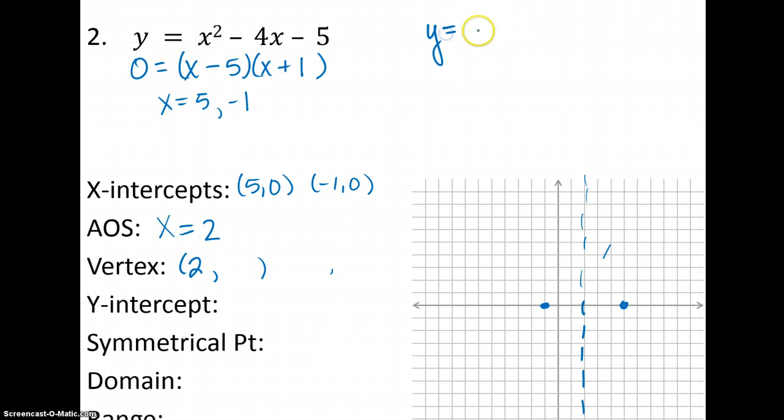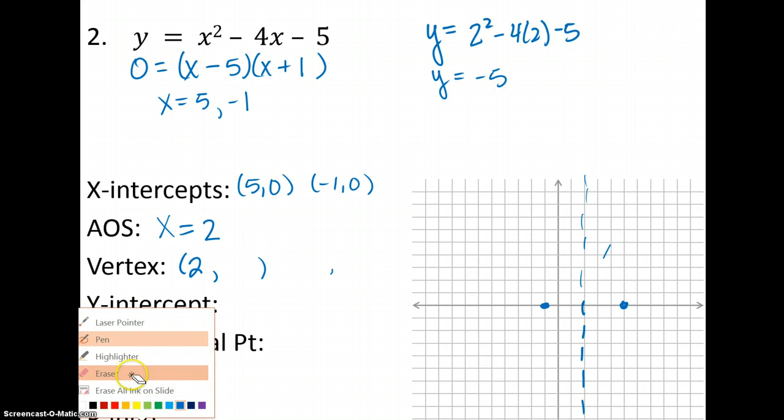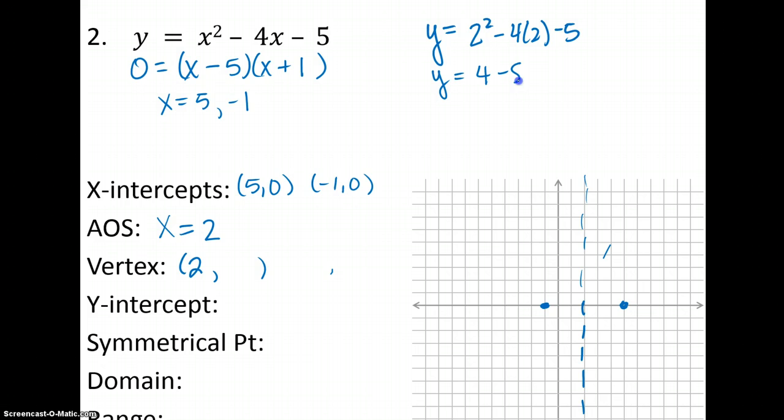So y equals 2 squared minus 4 times 2 minus 5. So y would equal negative 5. Oh, that's crazy talk. It's not negative 5. Hold on. It would be 4 minus 8 minus 5, which would be negative 9. Much better. So down here, 1, 2, 3, 4, 5, 6, 7, 8, 9. Okay, so vertex is at 2, negative 9.